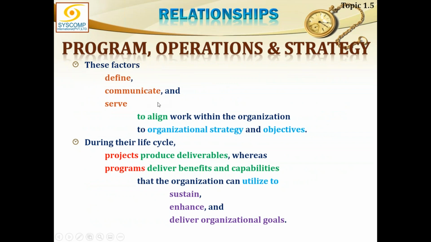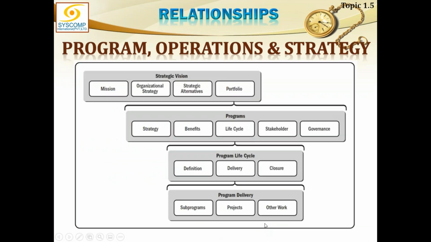These factors define, communicate, and serve to align work within the organization to organizational strategy and objectives. We already understand, during their life cycle, projects produce deliverables, whereas programs deliver benefits and capabilities that the organization can utilize to sustain, enhance, and deliver organizational goals. So if the projects and programs are doing their job, ultimately the organizational goals are satisfied, being able to sustain, enhance, or deliver them.